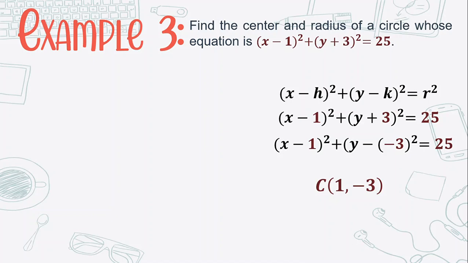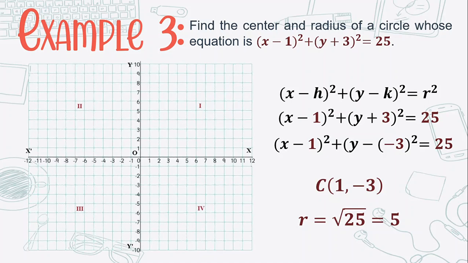And our radius, as you can see, is 25. But in our center radius form, that is r squared. So we extract the square root of 25. So our radius is equal to 5. Now we have the center at (1, -3), and the radius is 5. Now we can graph our circle.